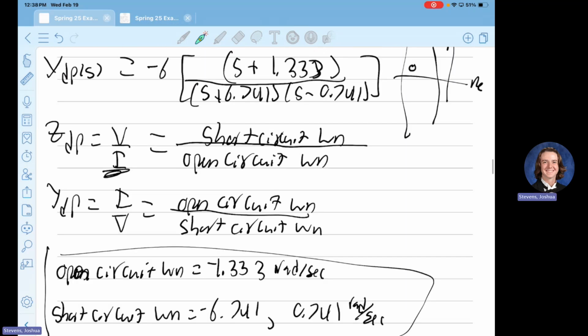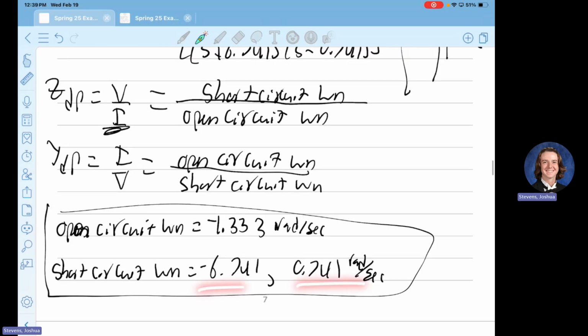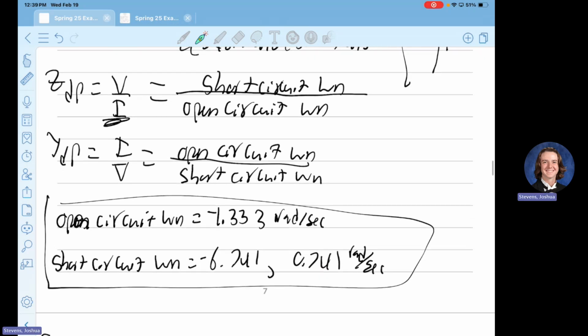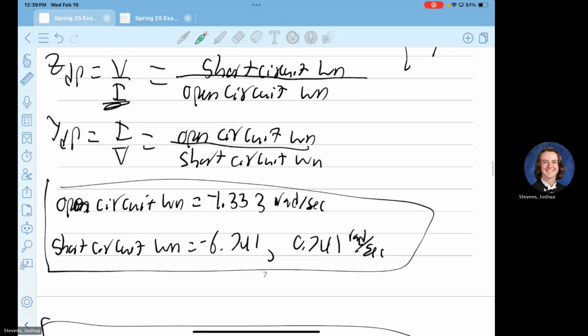So the short circuit, if you look at it, we have a number that's negative, we have a number that's positive, we have a number that's on the right, unstable immediately. Does that make sense? Sweet. All right. Any other questions on this question? Cool. Well, I'm moving on to Thevenin's.